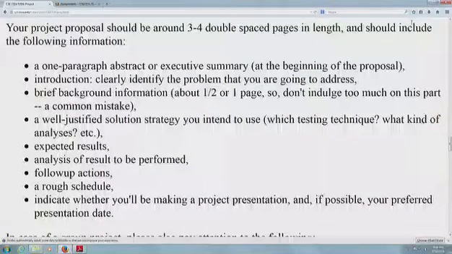And a rough schedule also. Okay. So when you will be doing what, and a rough schedule, and also if you are planning to make a presentation, let me know in the proposal. And I really highly encourage people to give presentations. But if you really don't think you want to give a presentation, that's fine. But yeah, if you are planning to give a presentation, let me know, and also your preferred date of presentation.